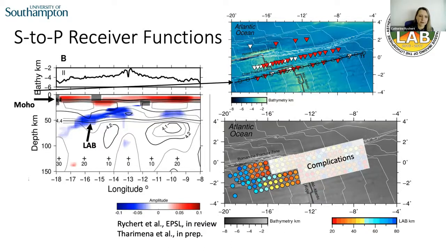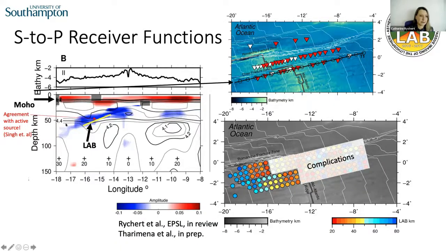However, in the remainder of the array, it's a bit complicated. So you can see it's a bit patchy in the southeast. And where we do image it, though, is just above the lowest velocities from surface waves. And so we'll investigate this a bit further in future slides.